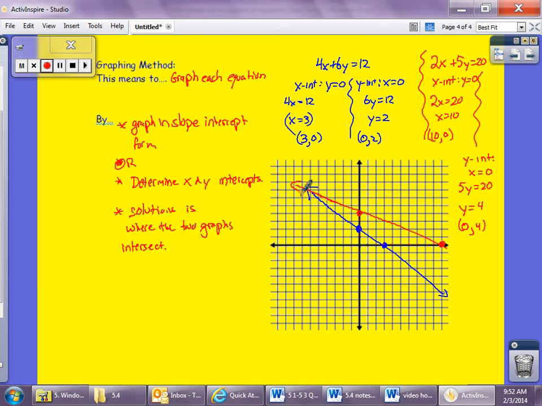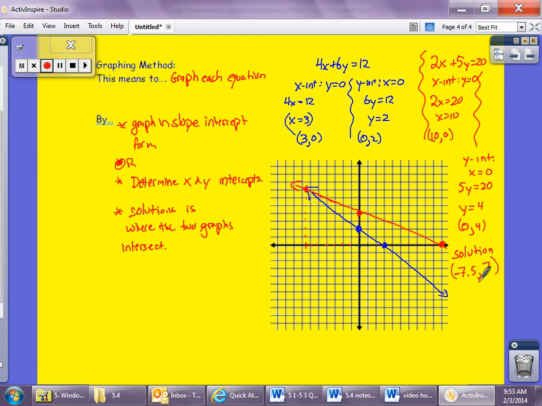And once again, we see where these intersect. So this is x is negative 7.5, y is 7. So our solution is negative 7.5 comma 7.